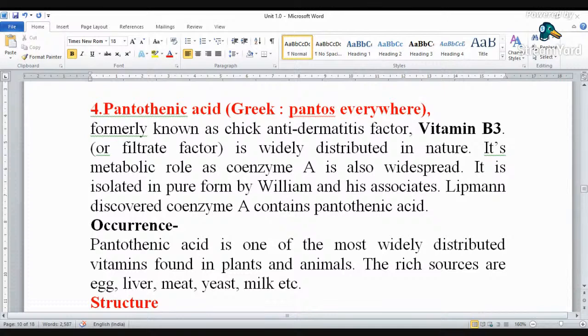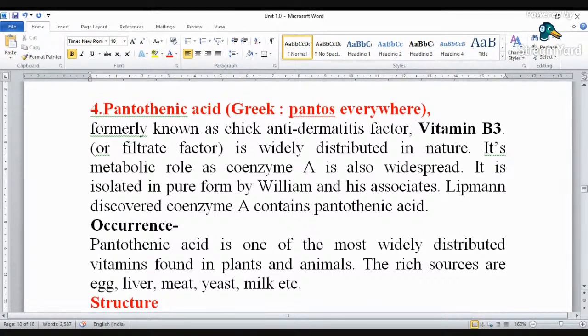So we are going to continue our next topic, that is the coenzyme pantothenic acid. Last time we have seen the role of niacin, then the role of riboflavin, then the role of thiamine. Now the next vitamin from your syllabus is pantothenic acid.